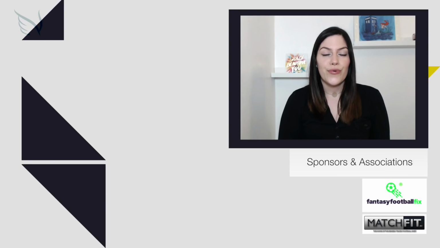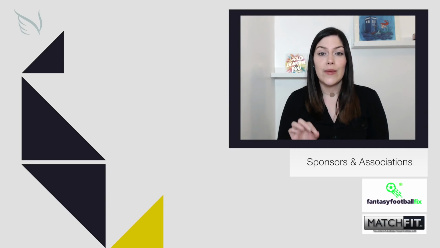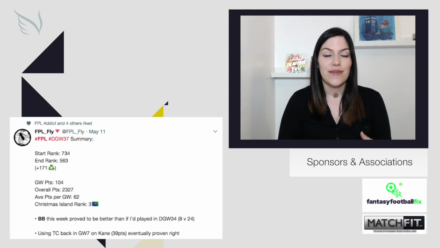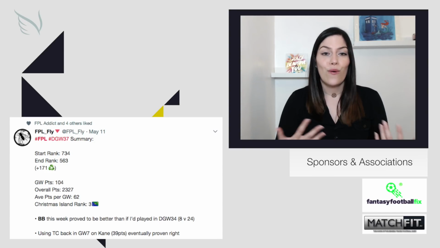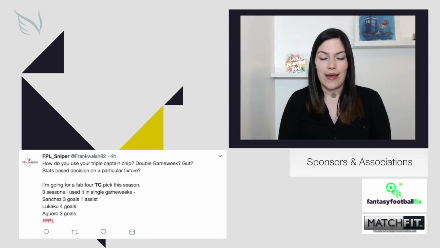Now there are a couple to mention that are specific to the game, and a few you'll hear around chips. The first of those being BB, that means bench boost. This means when you play this bench boost chip in the game, all of the points that you've gathered on your bench are included in your GP game week points for that week. And then we have TC, that's your triple captain chip. This chip allows you to get triple points from whichever player you decide to give the triple captain chip to that week.